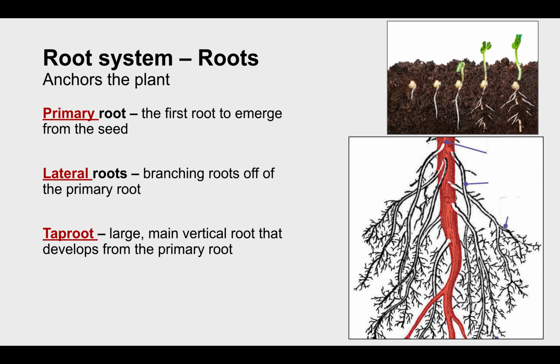All right, if we look at some of the terminology of plants here, the primary root is going to be the root that first emerges from the seed. If we look at our image up there, our primary root is the first one coming out. Sometimes this can be called the radicle. It means the same thing as the primary root. It's the first root that emerges.